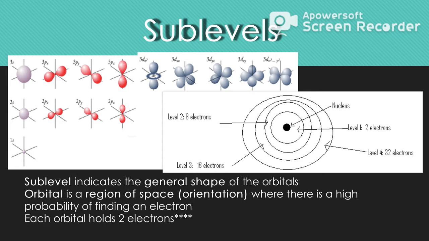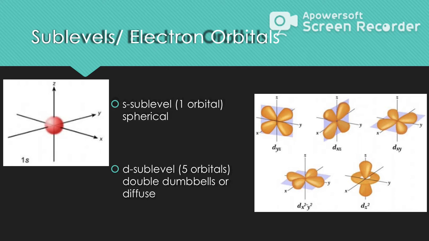Real quick, here's a look at our different sublevels. Sublevel indicates the general shape of the orbitals. The orbital is a region of space, or the orientation, where there's a high probability of finding an electron. If you remember Schrodinger's work, he calculated where the electrons were most likely going to be. Same thing here, you can see with the orbitals, we have a higher idea that the electron is going to be somewhere inside that colored or shaded orbital region there. That's just where the electrons are most likely going to be. That's their tendencies. And again, each orbital only holds 2 electrons.